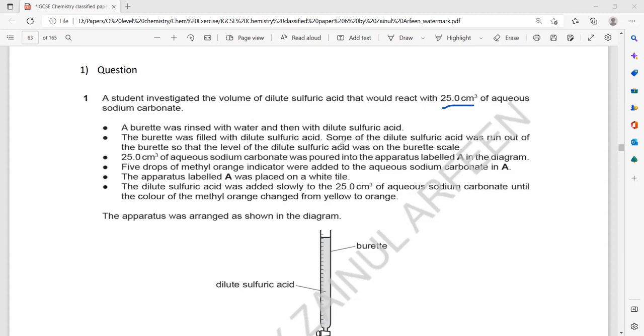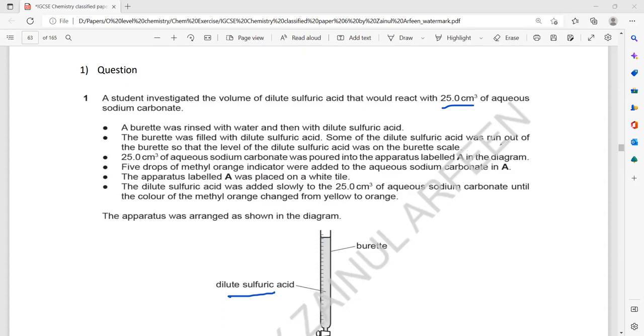Then the burette was filled with dilute sulfuric acid. We have to fill the burette with an acid in this experiment. So first we wash with water to remove any trace of impurities. Then we wash with an acid so that all the water will be removed. If we are filling the burette with an acid, then the alkali goes in by a pipette. It's the other way around.